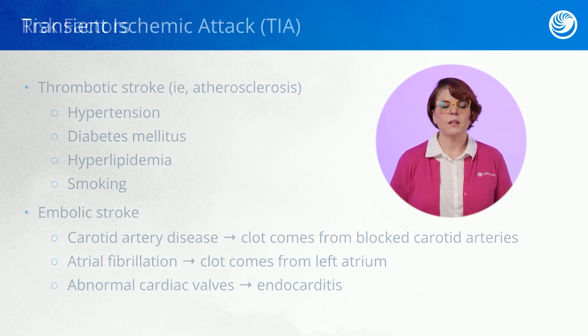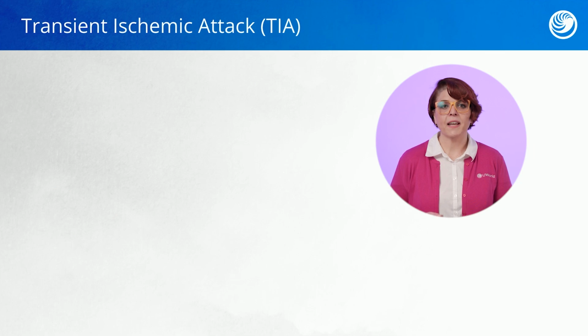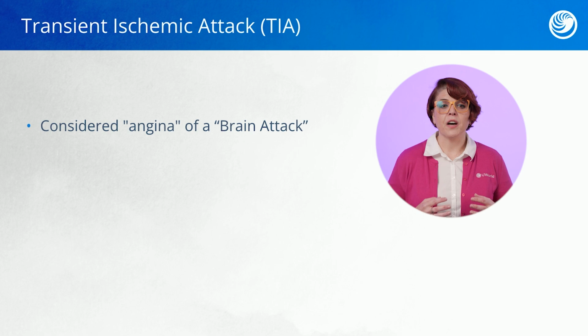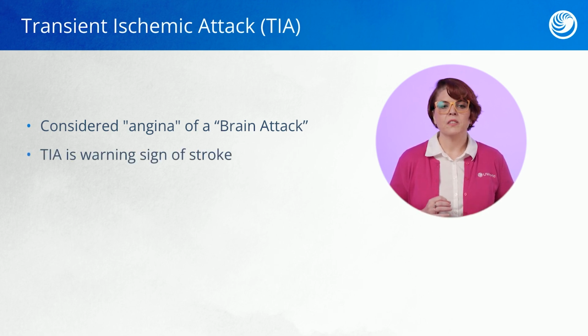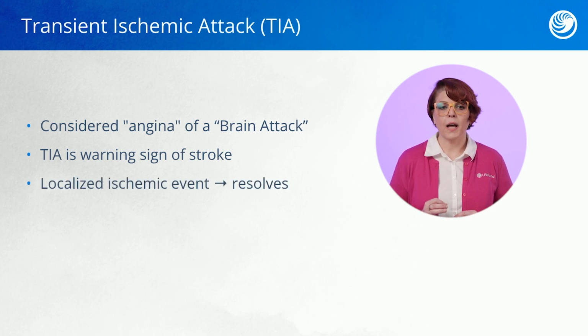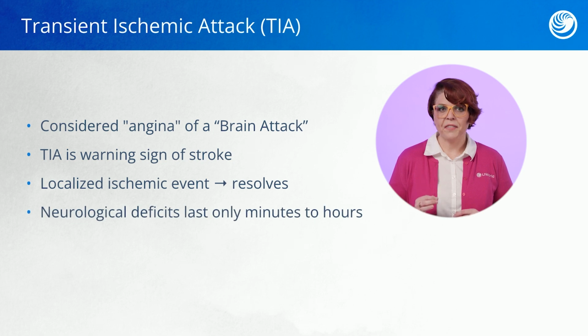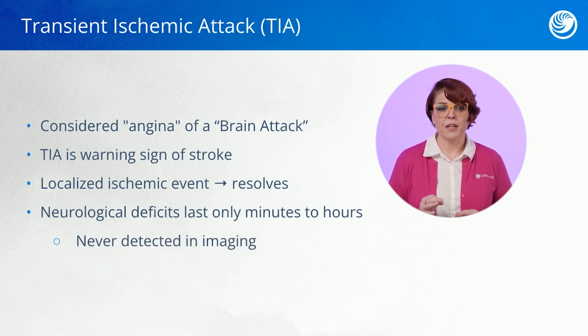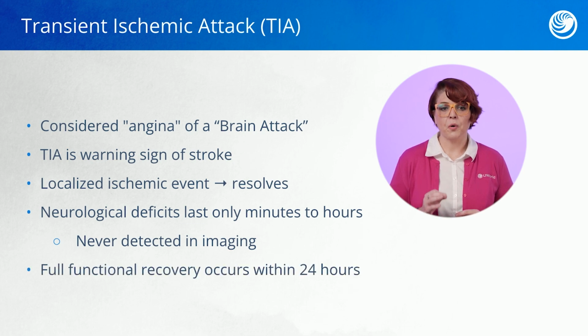Let's talk about a transient ischemic attack, also called a TIA. Now, this is considered angina of a brain attack. It is a warning sign of a stroke. Typically, a TIA is going to be localized, which means it's going to resolve quickly. So those neurological deficits like weakness or changes in speech, those only last a few minutes to a few hours. Because a TIA resolves, it's never detected in imaging. Our patient is fully functional within 24 hours of the TIA.